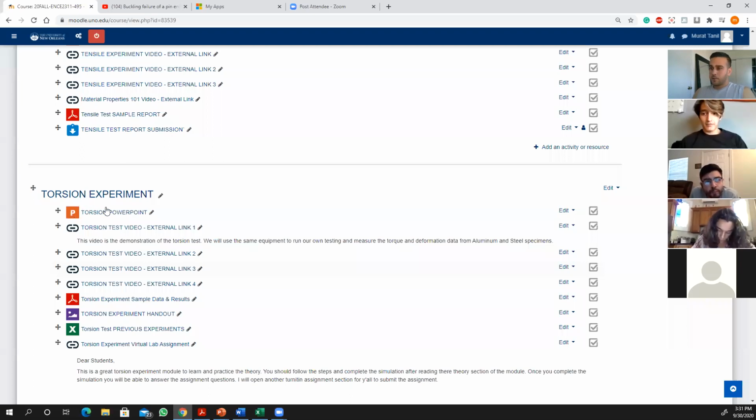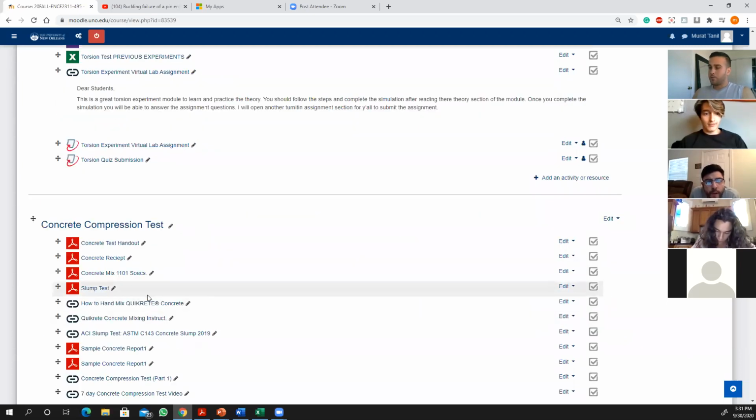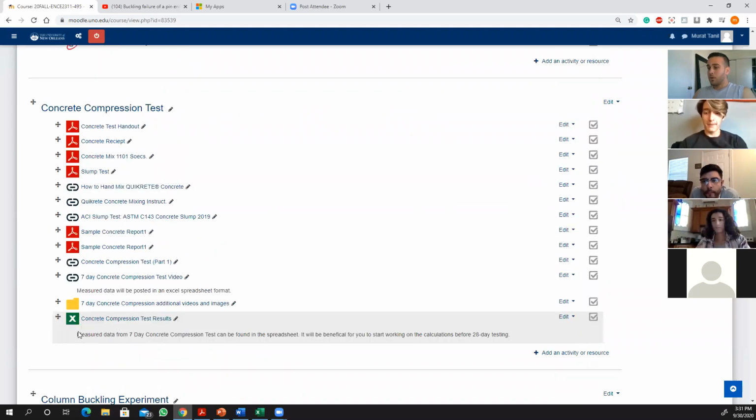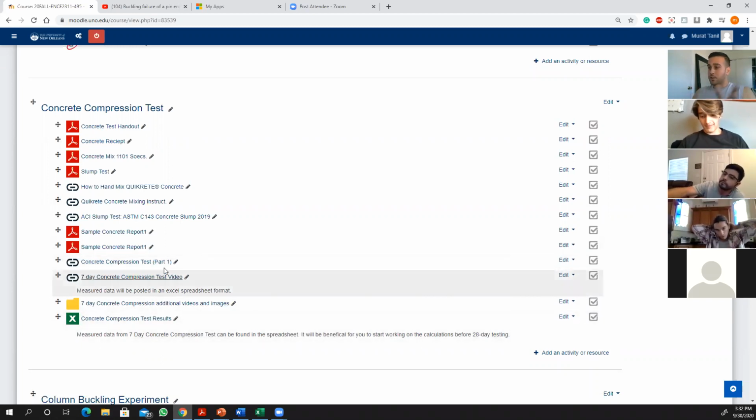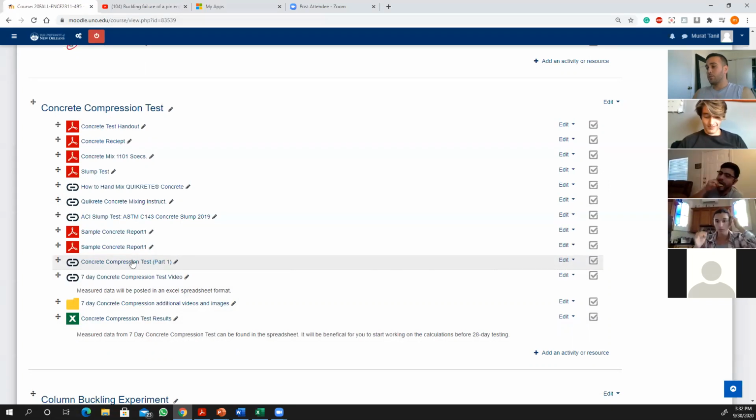And the torsion experiment. Let's go to concrete first, because there were a couple of questions on the concrete. They were asking about the due date of the concrete. So we are still waiting on the 28-day data because we haven't tested the other specimen. We only test our first cylinder, 7 days, which was last week. So if you watch the videos on concrete, and if you already start your reports on theory sections and the procedure sections, you should be okay.